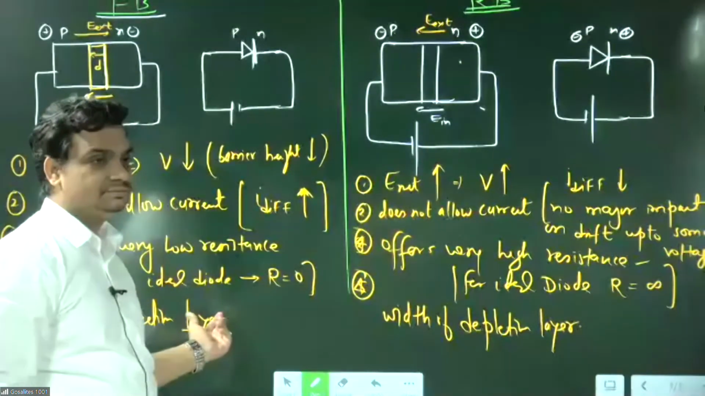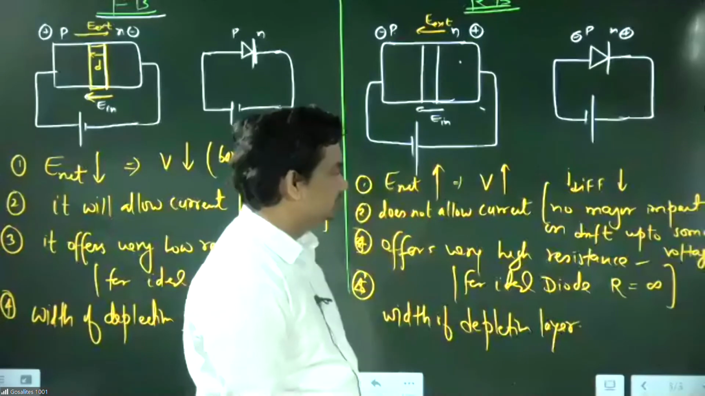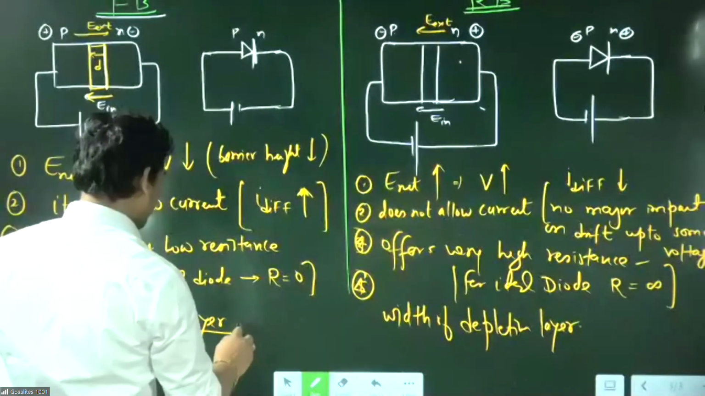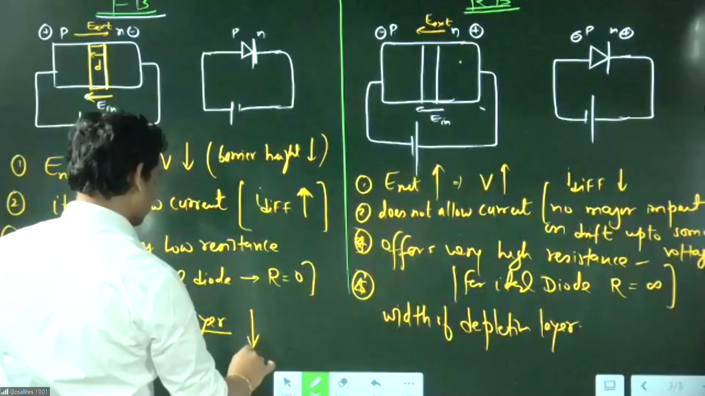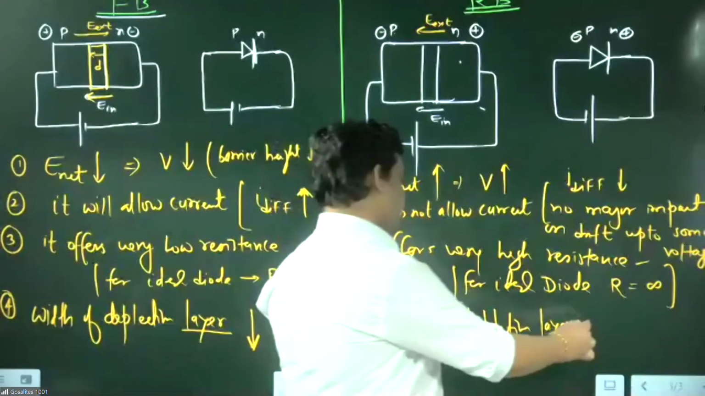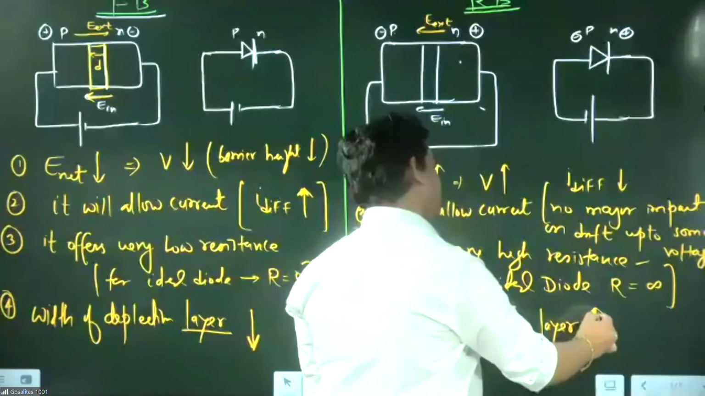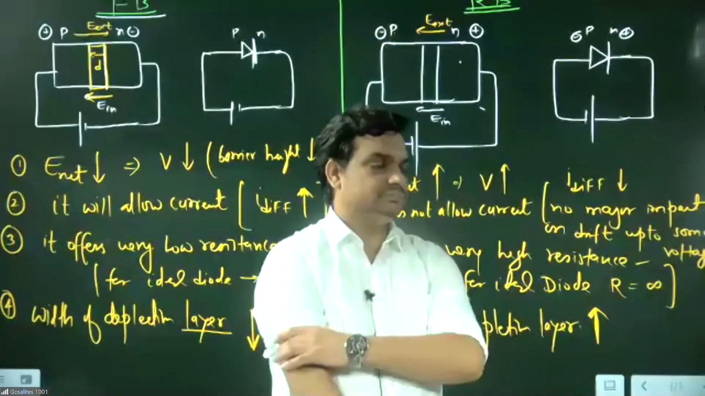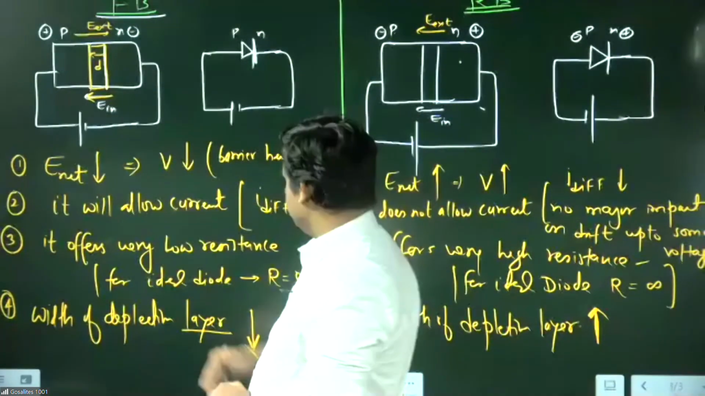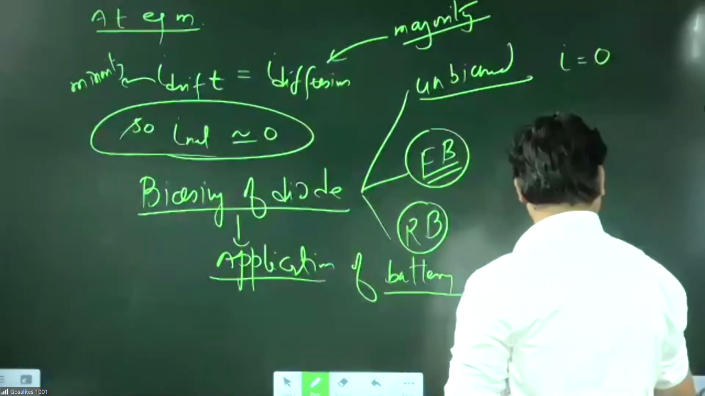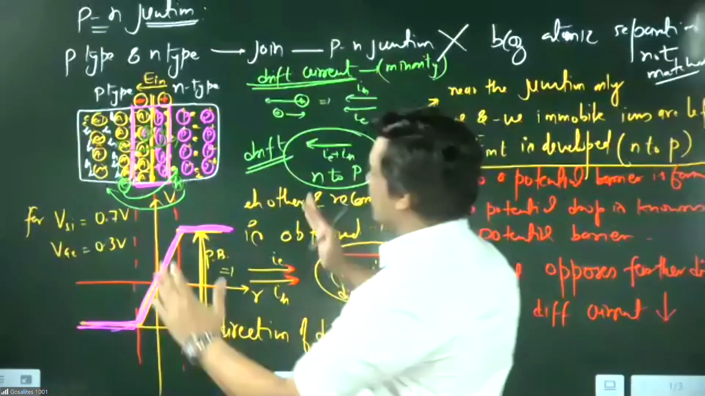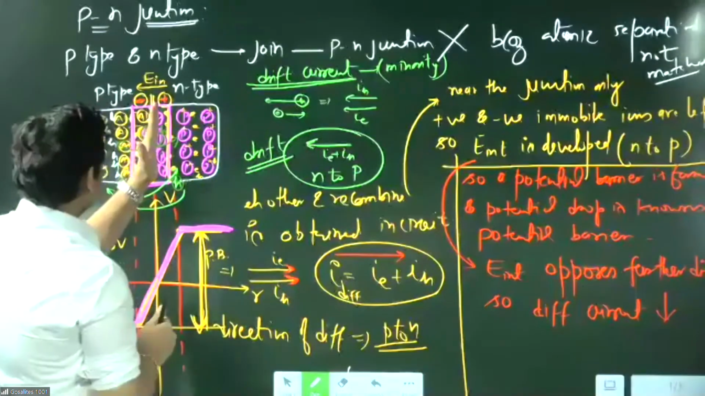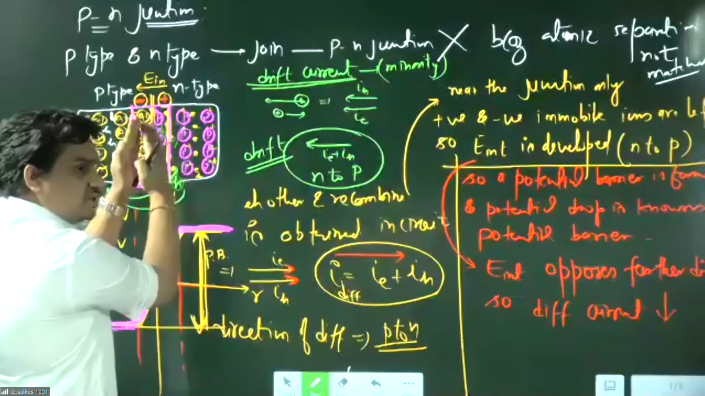In forward bias, what will happen? In forward bias, width of depletion layer will be decreased. And here, width of depletion layer is increased. Okay, what is the reason for this? Listen. The reason is that in forward bias it will allow the current, so electrons and holes will come closer. From this side holes will come, from this side electrons will come, so they are coming closer and this width will be less.